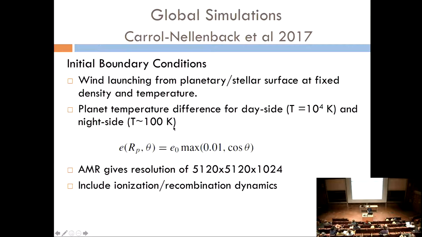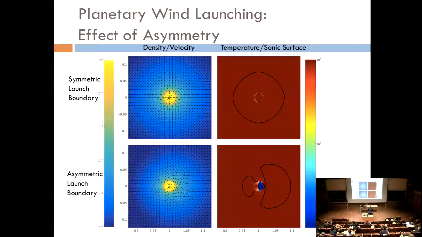These are pretty high-resolution simulations, and we also include ionization and recombination dynamics, in particular to do synthetic observations. All right, so here we're going to work our way up in terms of complexity. These were actually, in some sense, us testing the code. These are going to be slices through the planet. So there's a star over there. But right now, we'll set it up with the density and velocity.